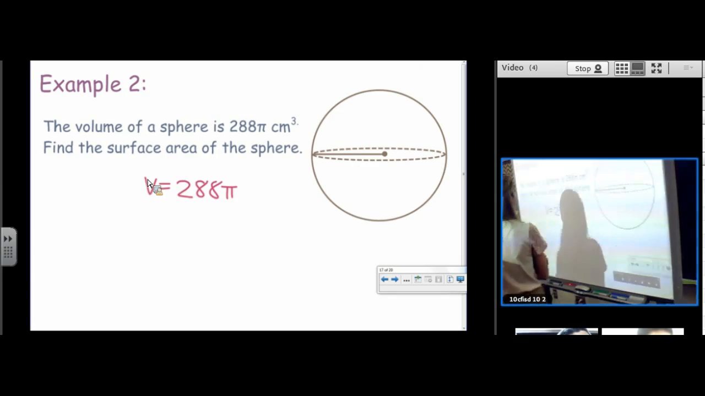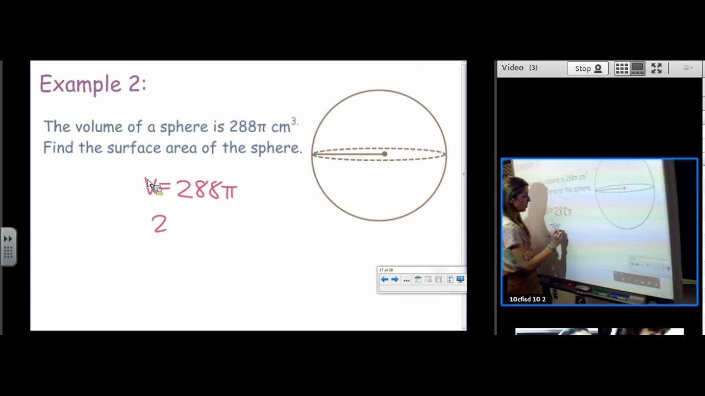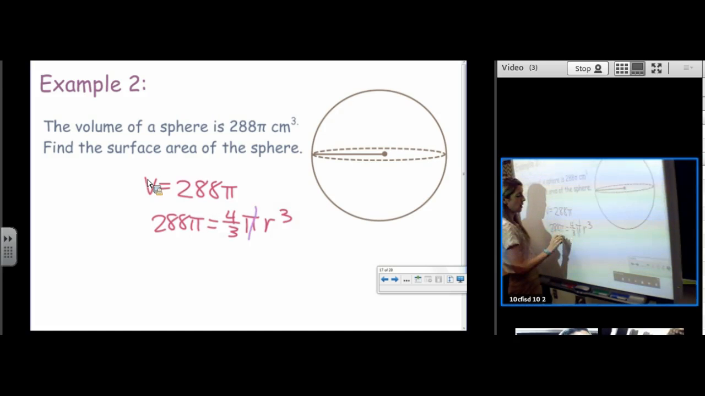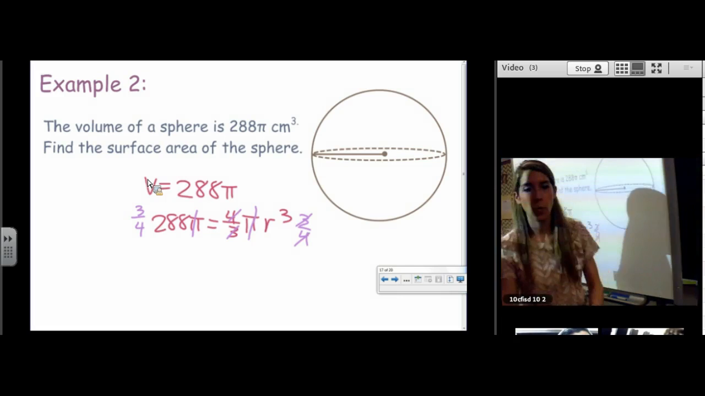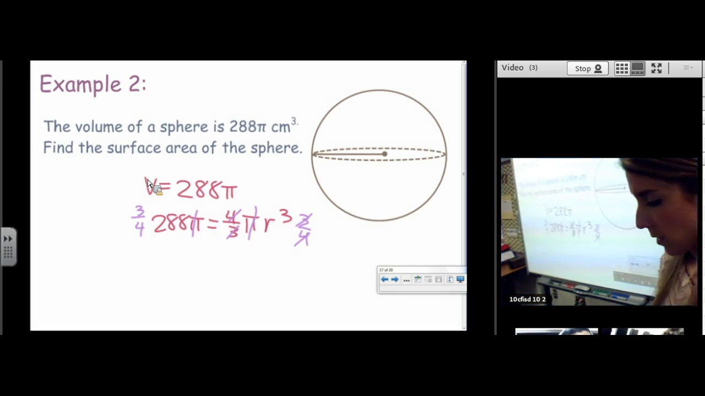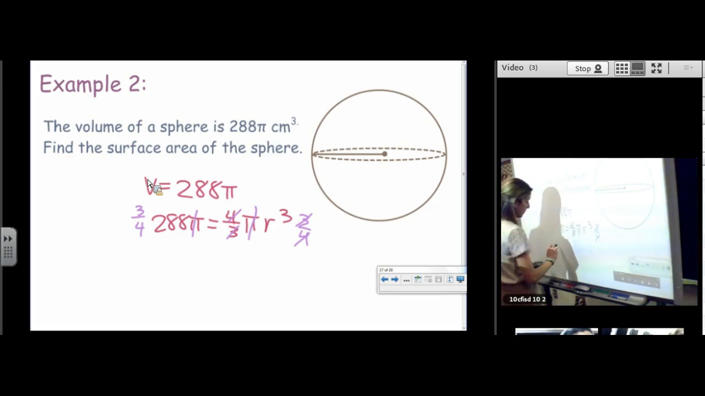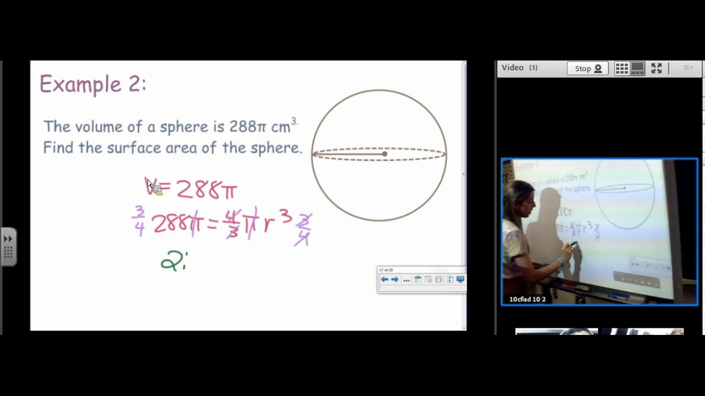So we know that our volume, 288 pi, equals 4/3 pi r cubed. The first thing I would do is cross off my pi's, and then I would flip and multiply. I'm going to multiply both sides by 3/4. That way the 3's cancel and the 4's cancel. What is 288 times 3/4? It's the same as doing 288 times 3 divided by 4, and you get 216. So 216 equals r cubed.